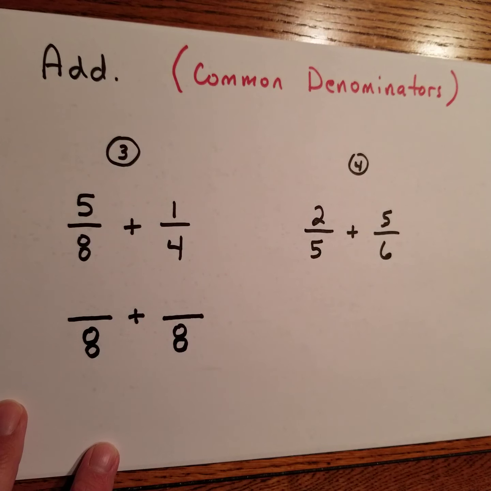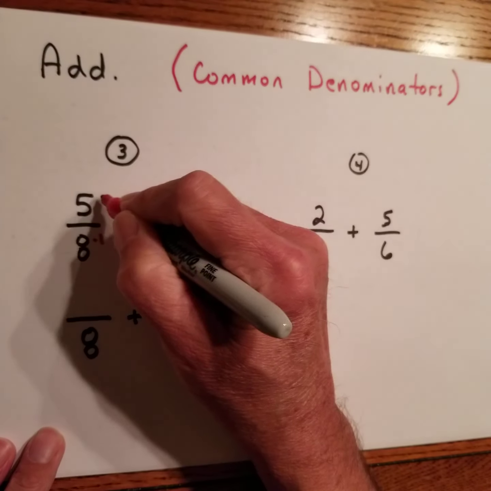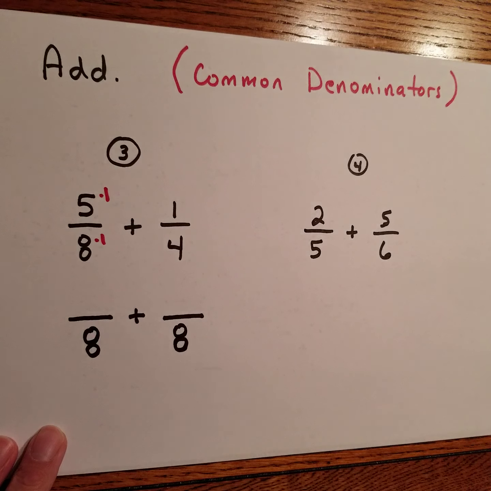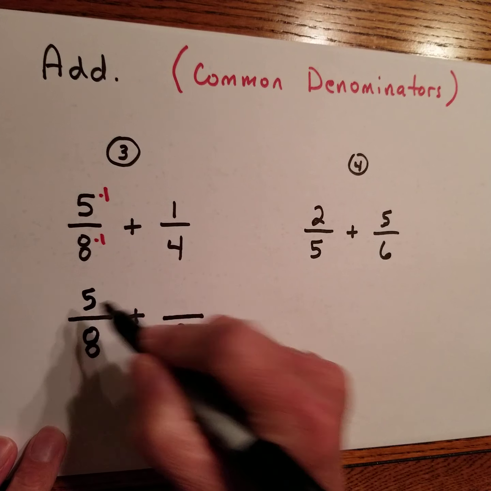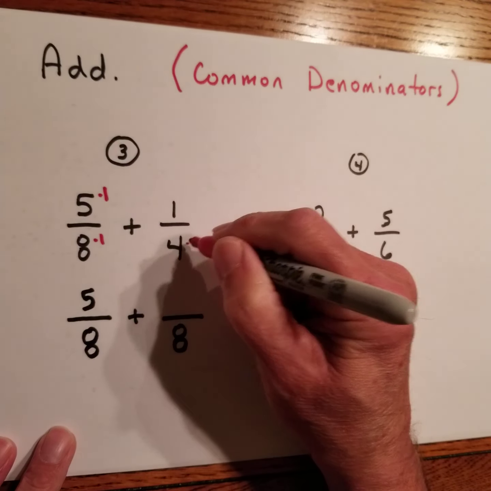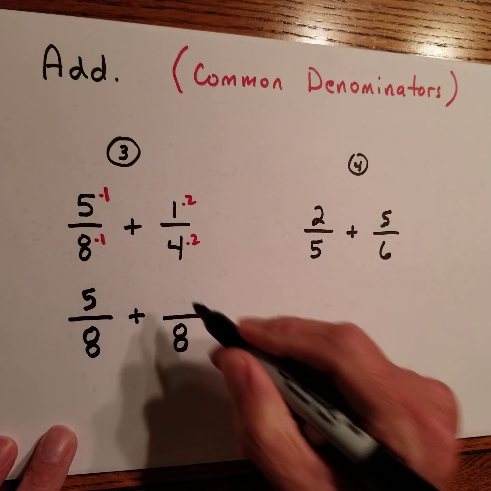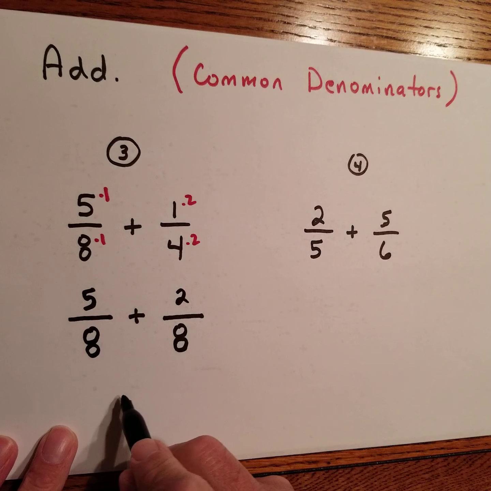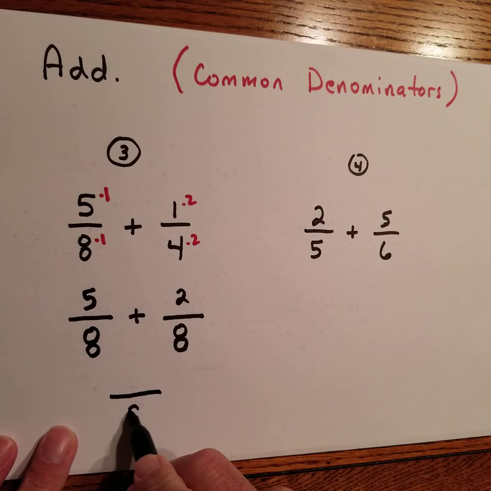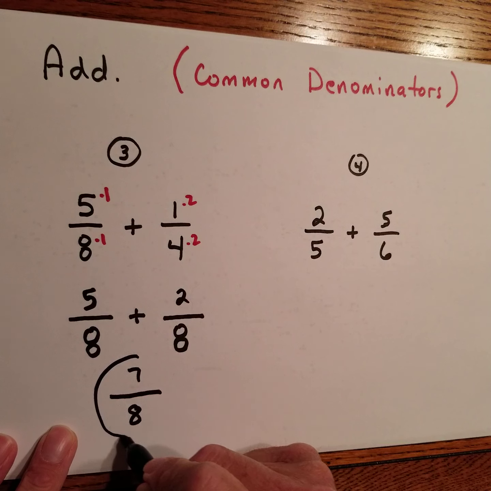Now for the numerators. What do you multiply times 8 to get itself? 1. We'll multiply the top by 1. What do you multiply times 4 to get 8? 2. We'll multiply the top by 2. Now keep the common denominator of 8 and add 5 plus 2. Got it.